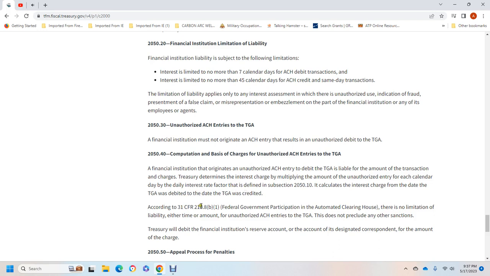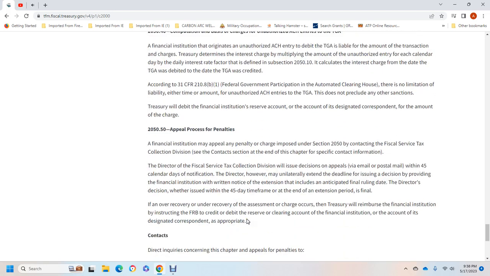According to Title 31 CFR 210.8(b)(1), Federal Government Participation in the Automatic Clearinghouse, there is no limitation on liability, either in time or amount, for an unauthorized Automatic Clearinghouse entry to the Treasury General Account. This does not preclude any other sanction. Treasury will debit the financial institution's reserve account, or the account designated by the correspondent, for the amount of this charge.